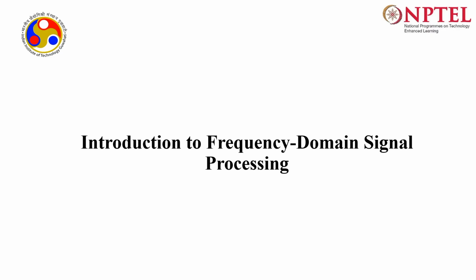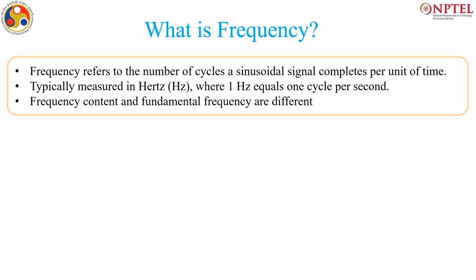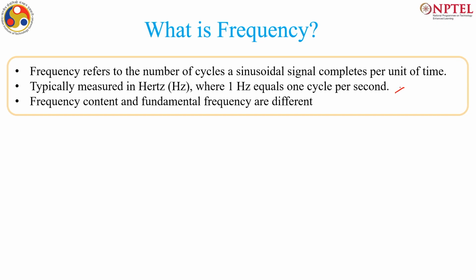So, while understanding the topic frequency domain, let us first understand what is frequency. What is frequency? If you have studied physics in your school days, it is something like the number of cycles per second. In the context of signal processing, I would like to define it as the number of cycles a sinusoidal signal completes per unit time, usually in 1 second. This is typically measured in the unit hertz, where in 1 hertz we count how many sinusoidal cycles are completed.